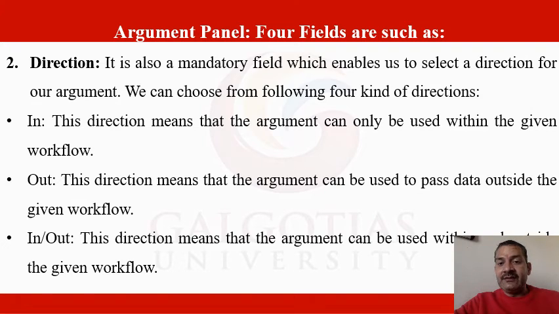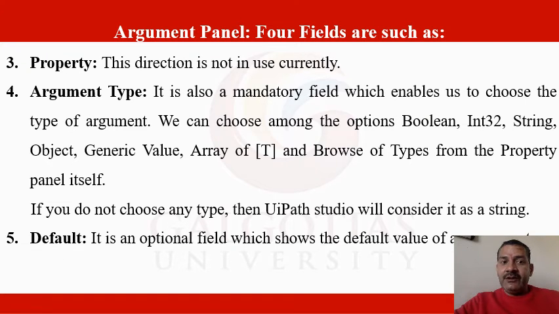In direction means the argument can only be used within the given workflow. Out direction means the argument can be used to pass data outside the given workflow. In and out direction means the argument can be used in as well as out of the given workflow. And the fourth one will be the property. The direction is not in use currently. These are the four fields in argument panel: in, out, in and out, and the fourth, property itself.